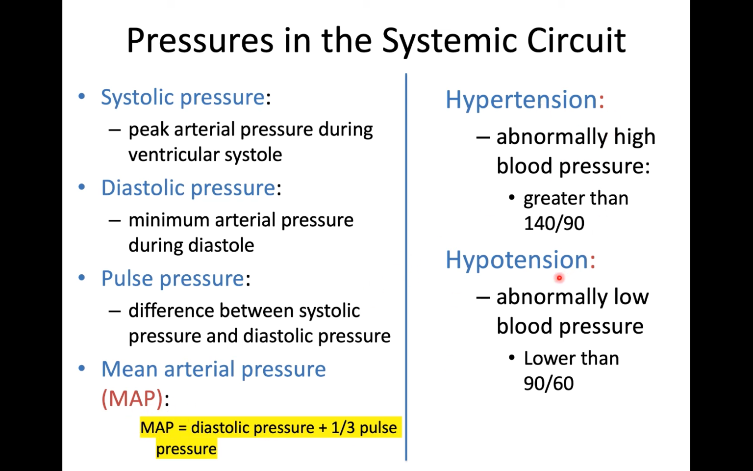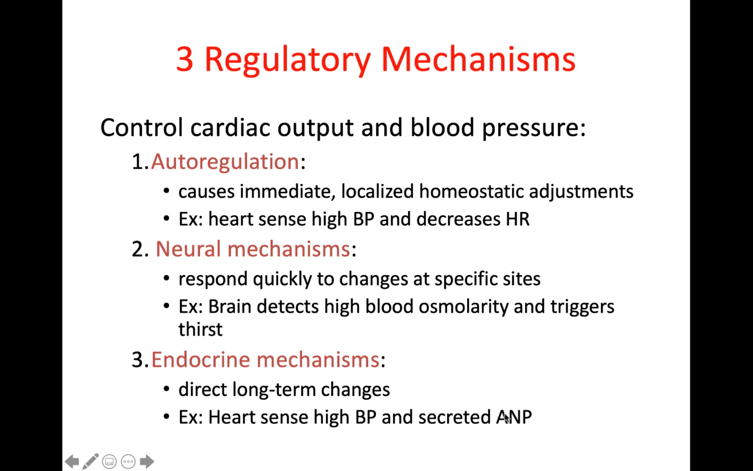The next two terms are hypertension and hypotension. Hypertension is going to be abnormally high blood pressure. This has to be above 140 over 90. Hypotension is abnormally low blood pressure, lower than 90 over 60. Now, regulatory mechanisms for cardiac output and blood pressure, there are three main ones. Now, these are just pretty umbrella mechanisms, nothing very specific here yet, but we will learn about specific mechanisms coming up soon. The first mechanism is called autoregulation.